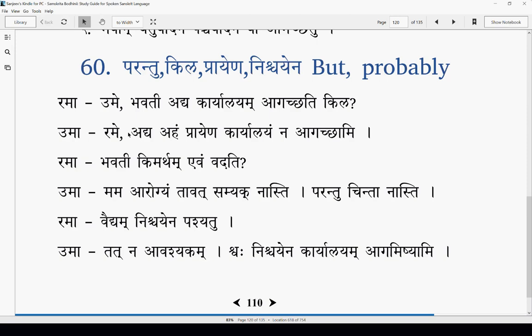Himalaye himam bhavati kila. That's not a question, we are just stating the obvious and telling the person a statement. Himalaye himam bhavati kila. So there will be snow in the Himalayas. Certainly, in the sense of emphasizing what is already known, kila is used.